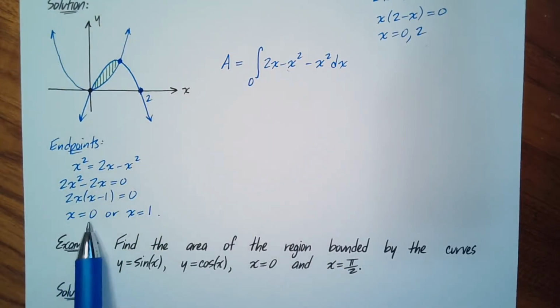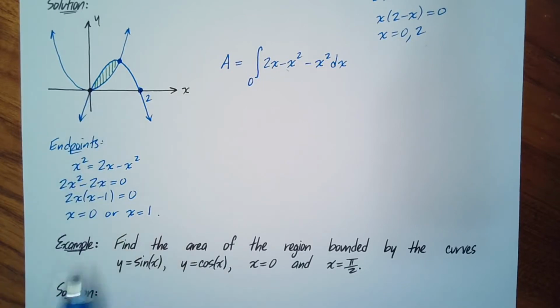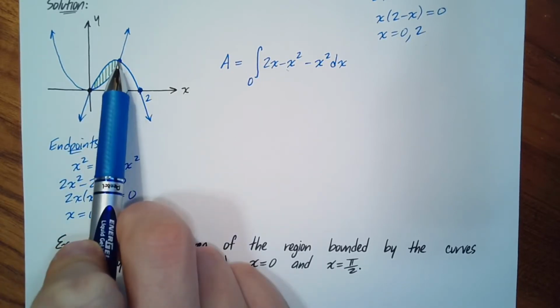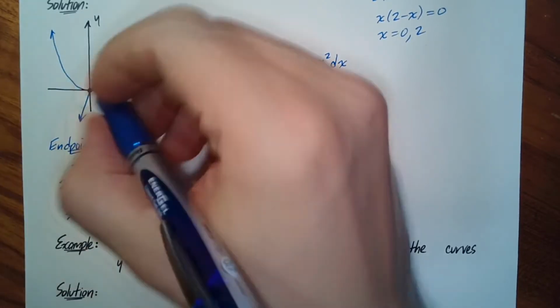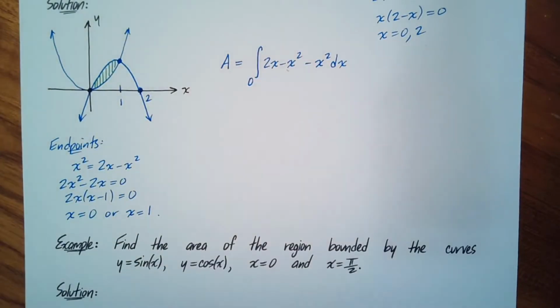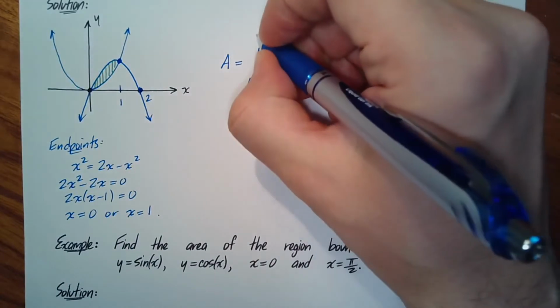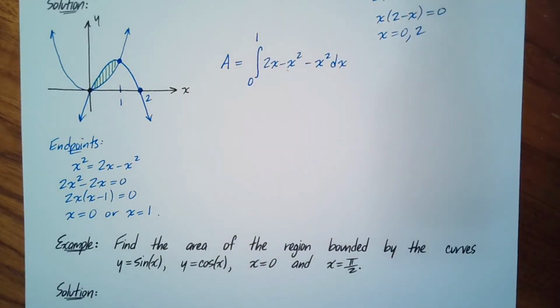So for x equals 0, that's the origin. We already knew about that one. But for x equals 1, that means the x-coordinate of this point is actually 1. So we can label that on our picture, and now we can go ahead and put that. That's actually going to be the upper endpoint of that definite integral. And now we're ready to go. We're ready to find the area. So let's finish this calculation off.